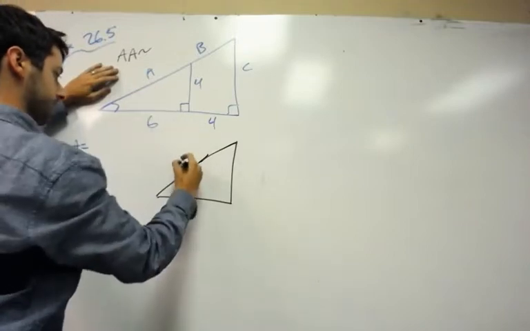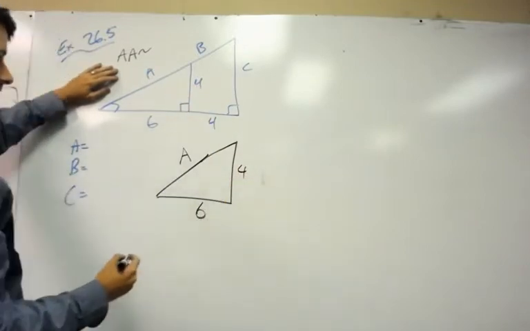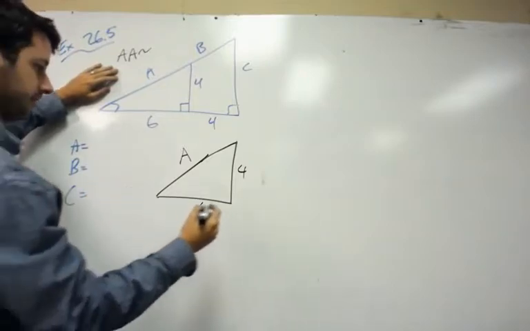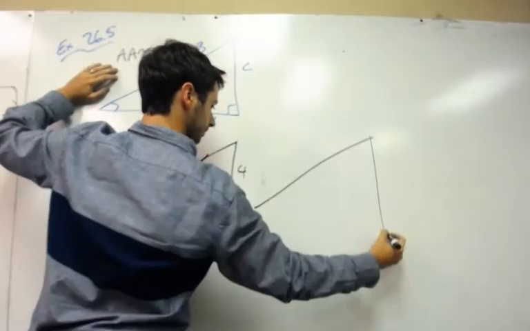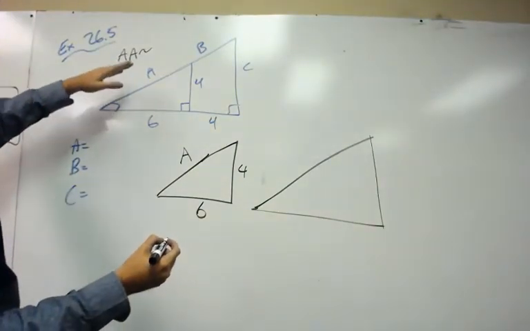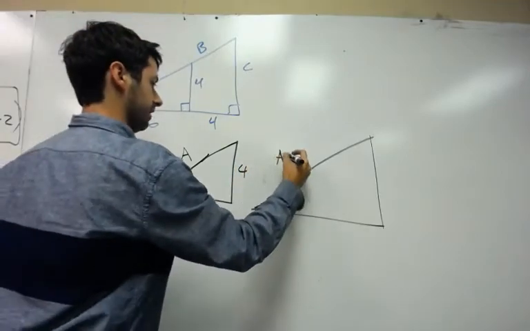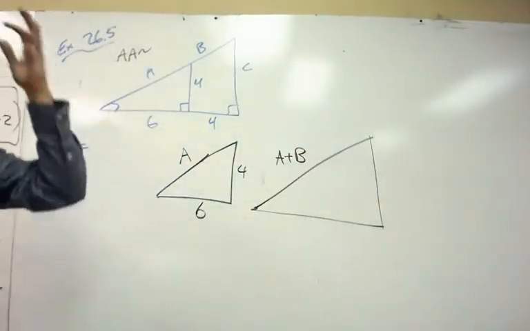The hypotenuse is A. The height is 6. The height is 4. The base is 6. Got our big triangle. The hypotenuse is actually the sum of A and B, so A plus B, and that's a little different.